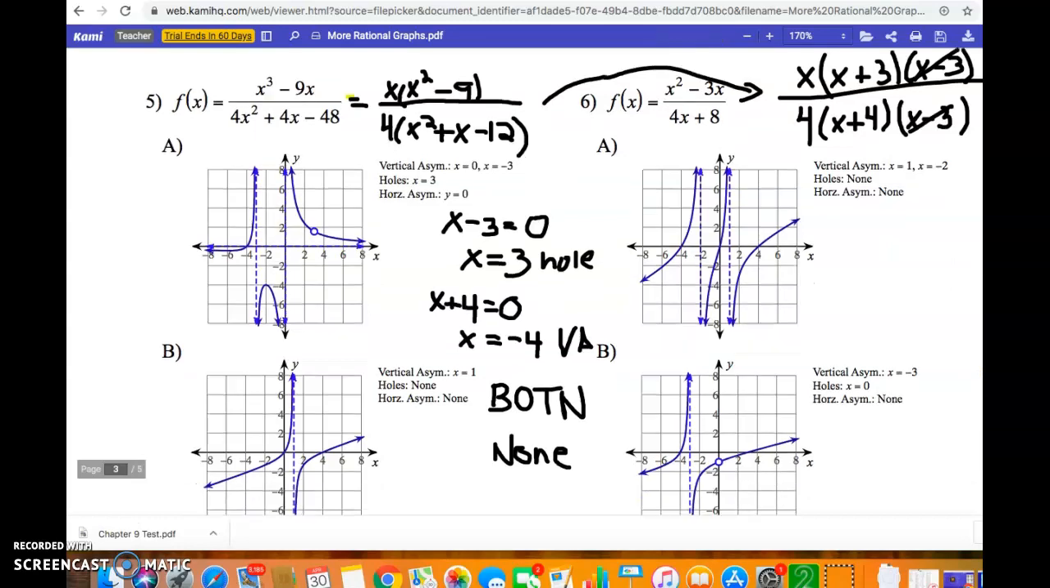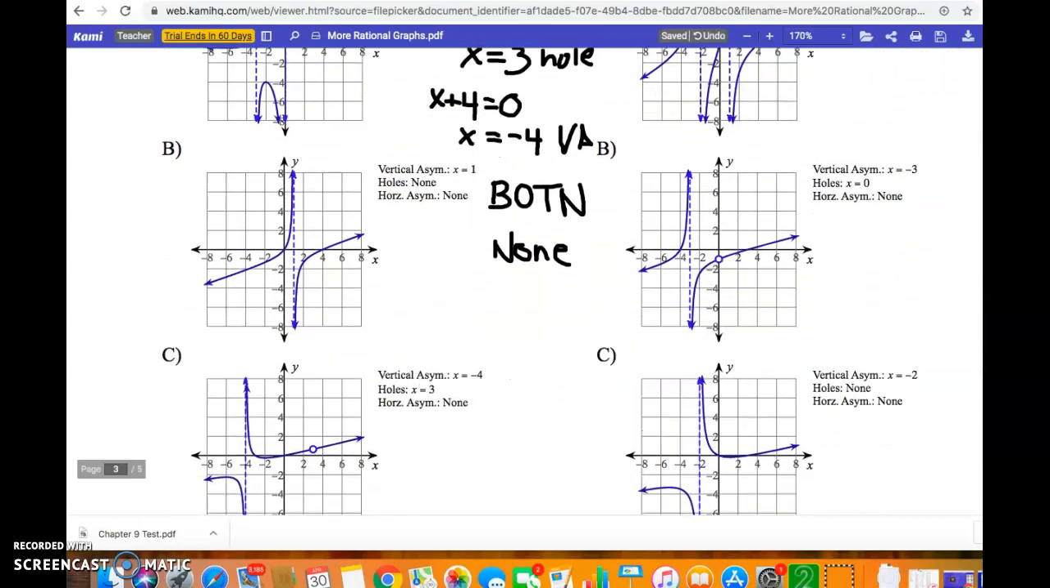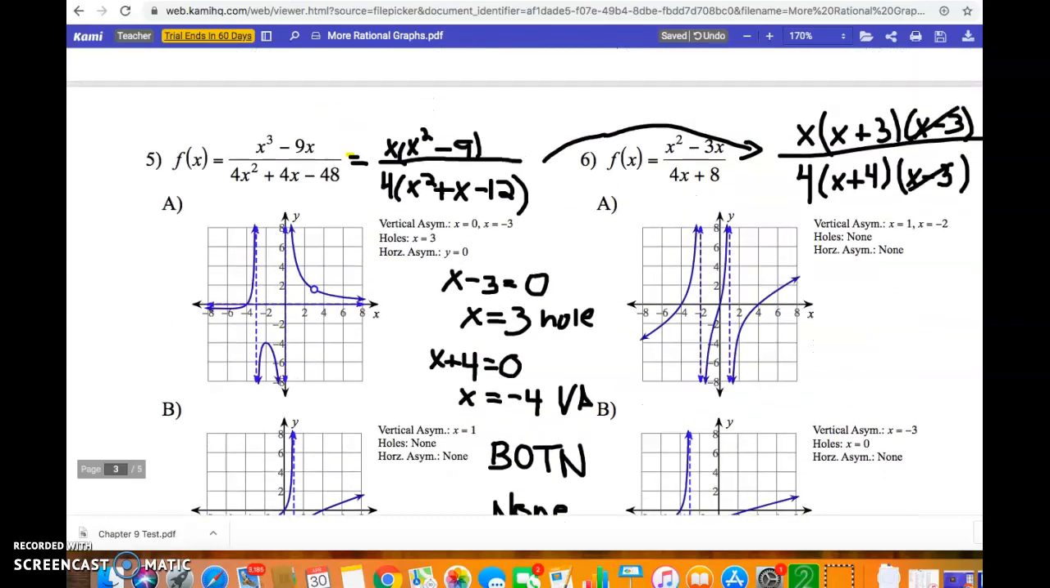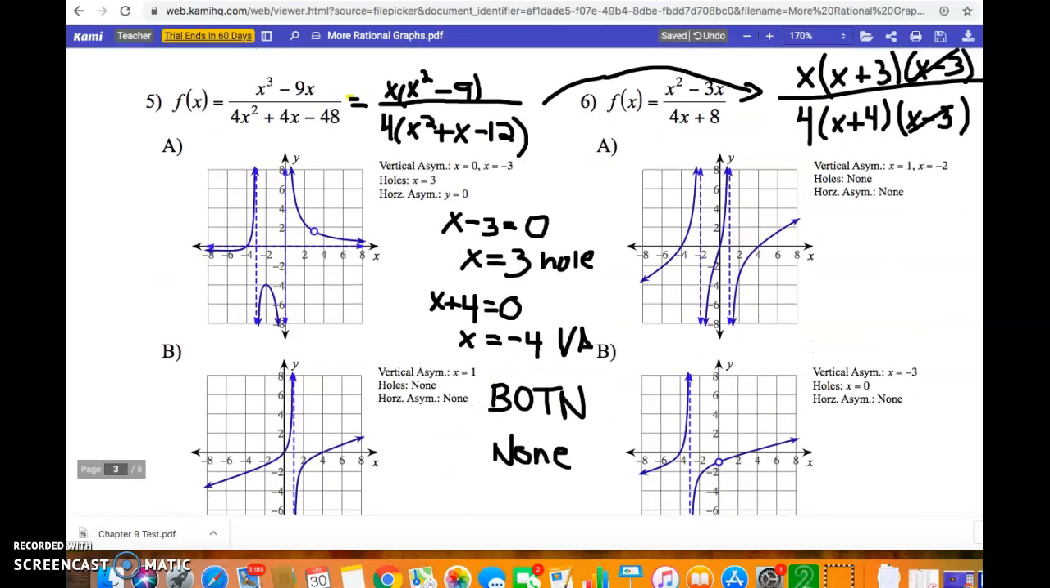So let's go down further. And for a hole at x equals 3, oh, we got that here. Your vertical asymptote, x equals -4, which, scroll up a little bit, we did have, right? And then your horizontal asymptote is none. So there we go. That's choice C. So these are a little trickier because there is factoring involved, but that should walk you through each piece of this. All right, so the holes, the vertical asymptotes, and the horizontal asymptotes.